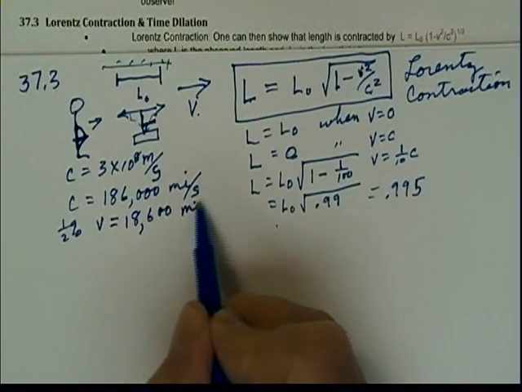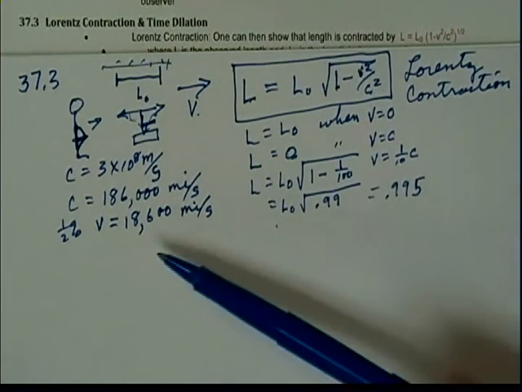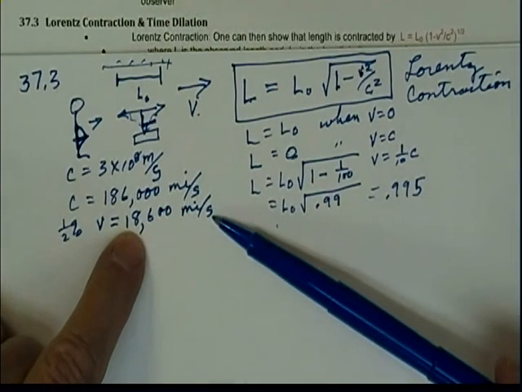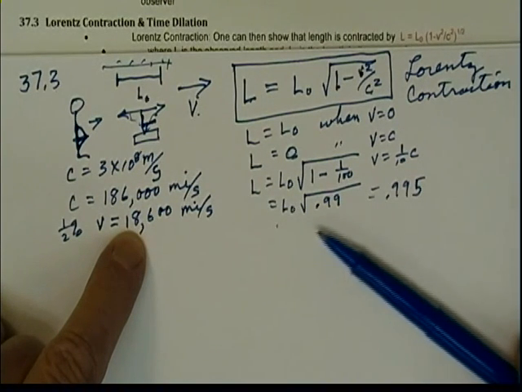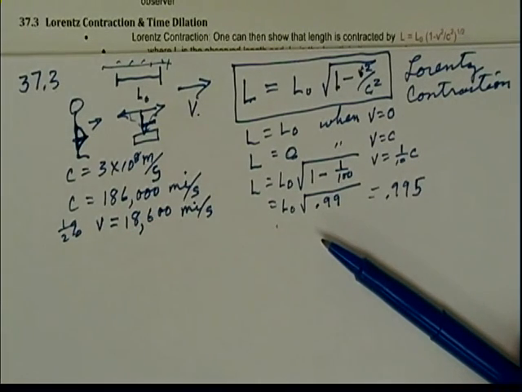18,600 miles per second. Now you understand why we do not see these relativistic effects. These relativistic effects only begin to occur at about 18,000 miles a second, faster than anyone has ever observed. That's why we do not see them with our automobiles, our bicycles, or when we're jogging. Nobody jogs at this speed.